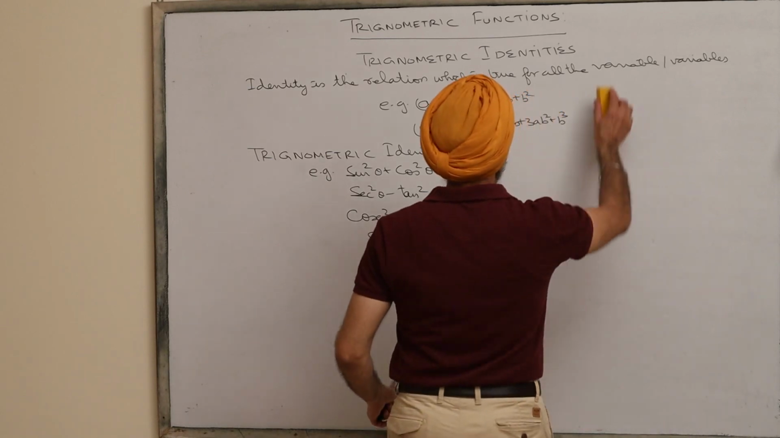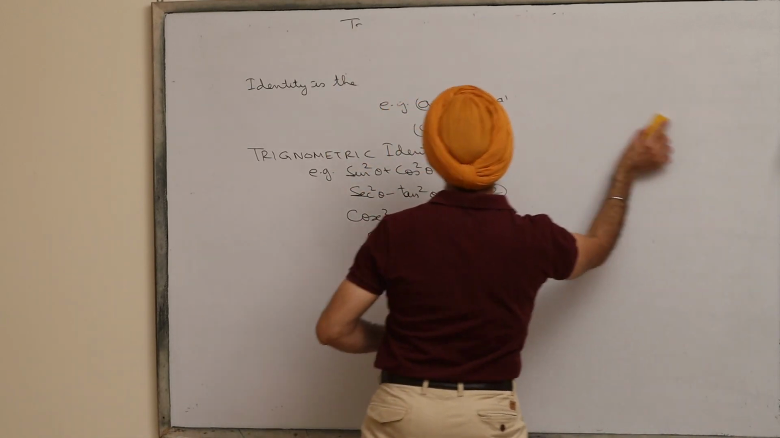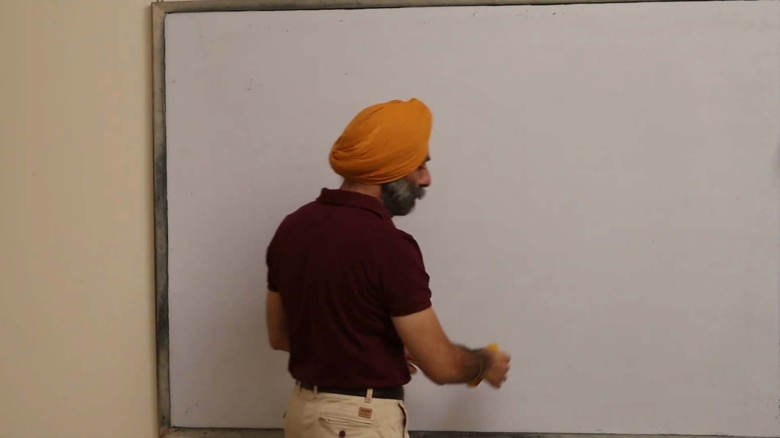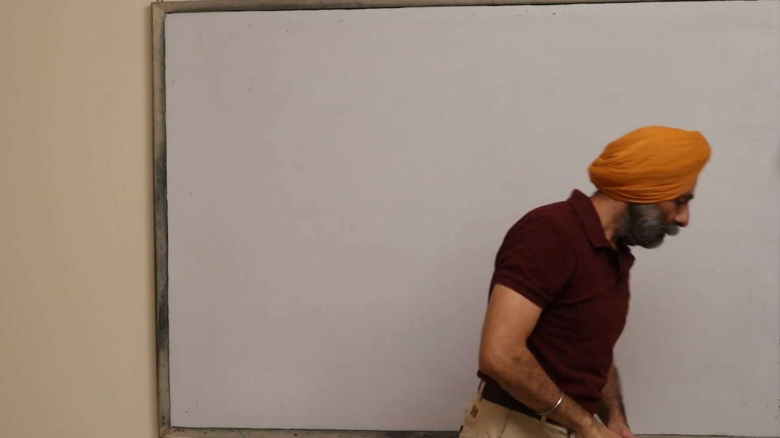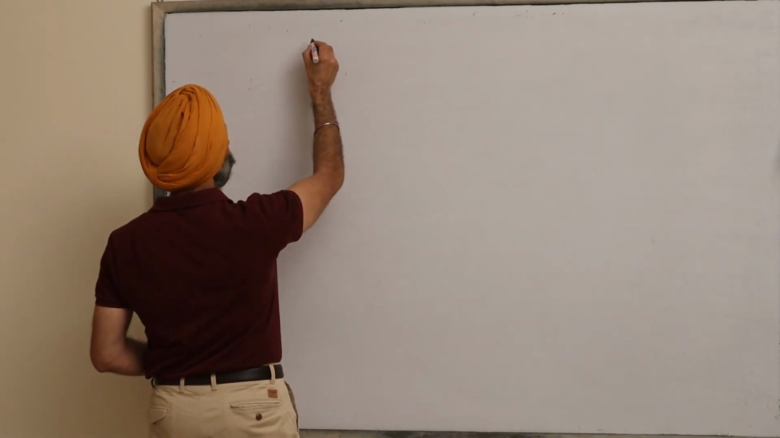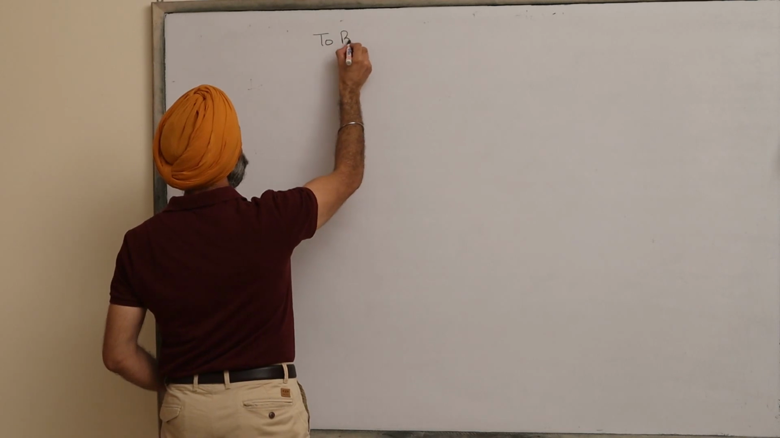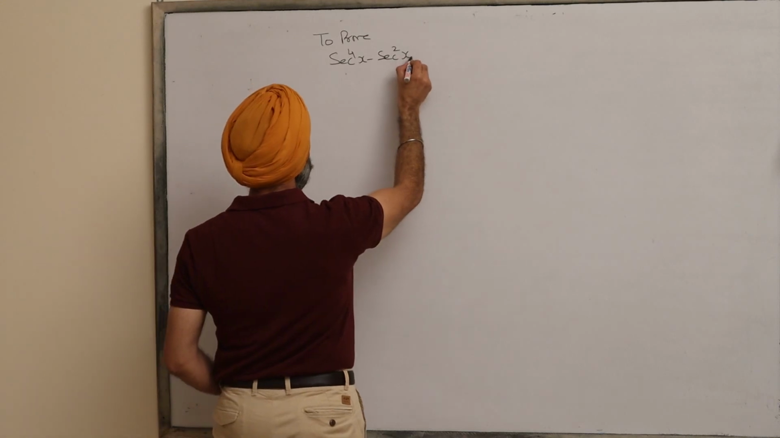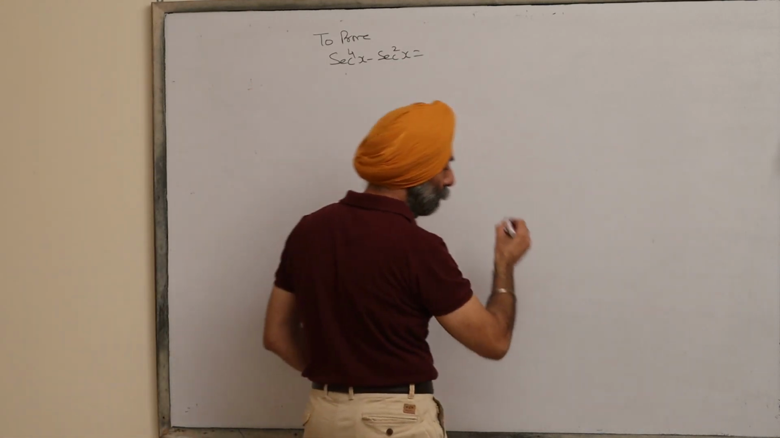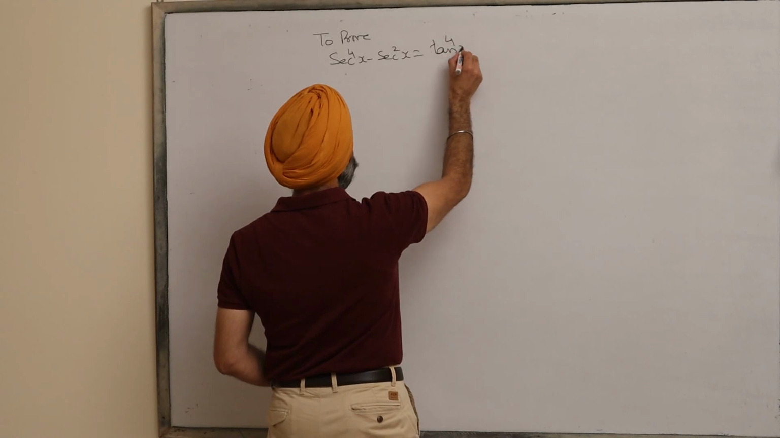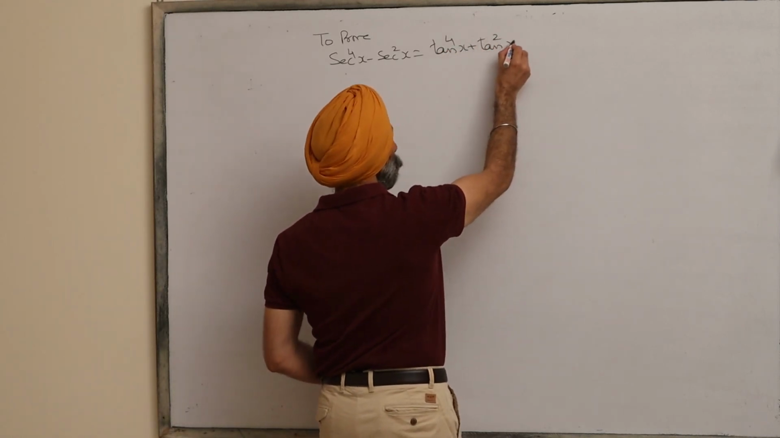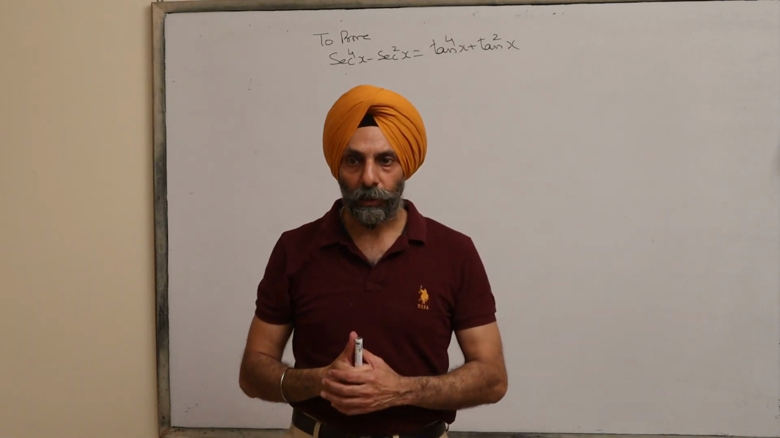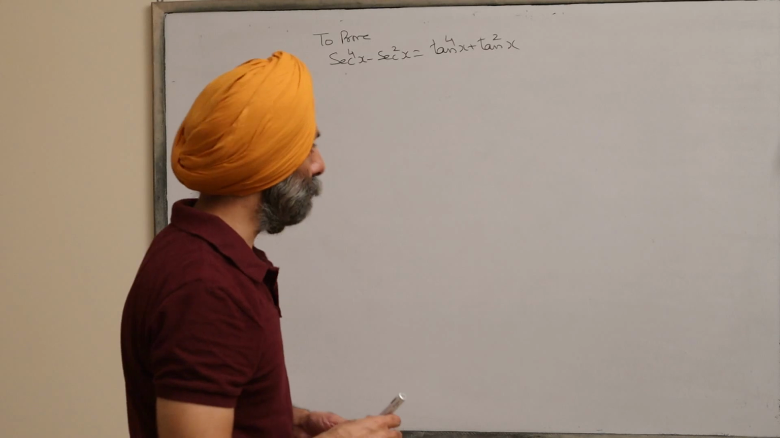Now, the first question which we are going to discuss here is, we have to prove that secant raised to power 4 x minus secant square x is equal to tan raised to power 4 x plus tan square x. So we have to prove that secant 4x minus secant square x is tan 4x plus tan square x.